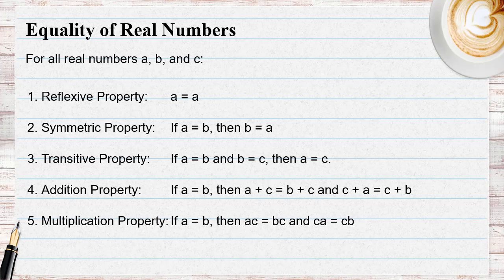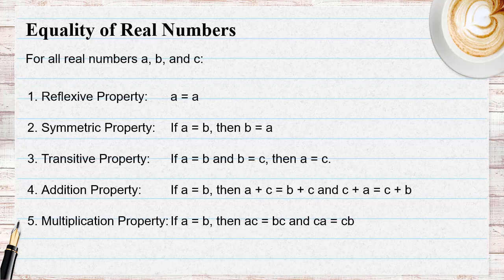Number 1, reflexive property. A is equal to A. Number 2, symmetric property. If A is equal to B, then B is equal to A. Number 3, transitive property. If A is equal to B and B is equal to C, then A is equal to C.